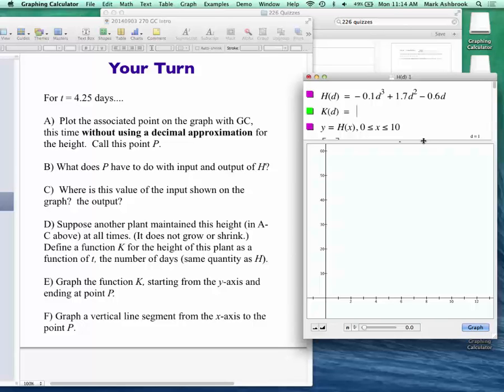how am I going to define this function to be the way I've described it? Another plant maintains this height at all times. Define the function k for the height of this plant as a function of t, the number of days, and then graph the function, but only graph it starting from the y-axis and ending at point P, which is our 4.25 point. And then graph a vertical line segment from the x-axis to the point P. So this is your task here, and I'm hoping for one more task after this. Can you move quick? Define that function k of t and graph it from the y-axis to the point P, and then a vertical segment from the x-axis to the point P. Go!